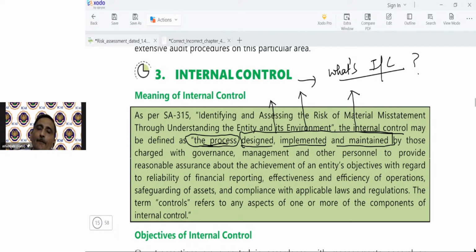Similarly, the primary responsibility for internal control also lies with the management. It lies with the company. Not only of designing a proper system, but also of implementing it and maintaining it. So you have to remember these three words.